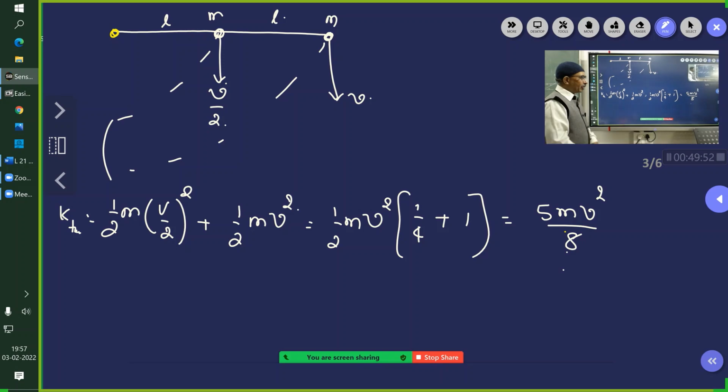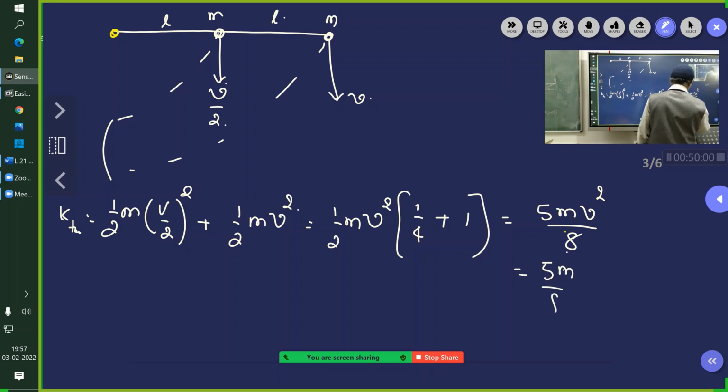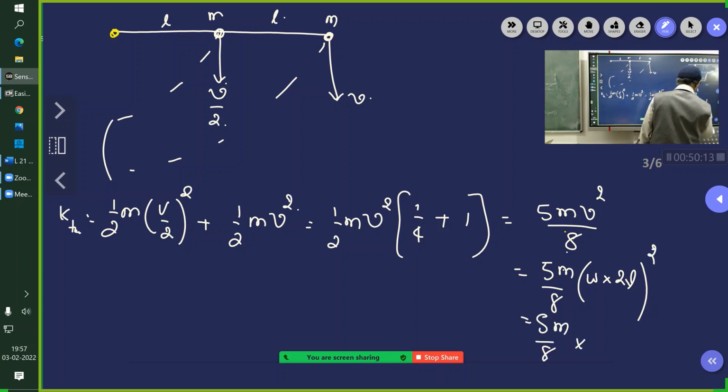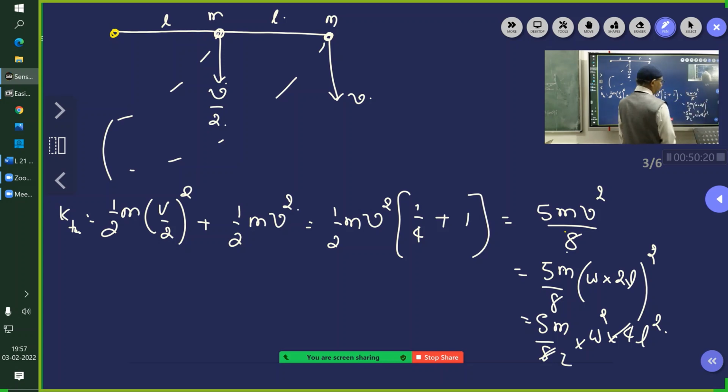If you want to convert it into rotation, since it is rotating, V is equal to omega into 2L. So here 5m by 8 into omega square into 4 L square. So 4 into 4 by 8 gives 5 by 2 m omega square L square. That will be the total kinetic energy.